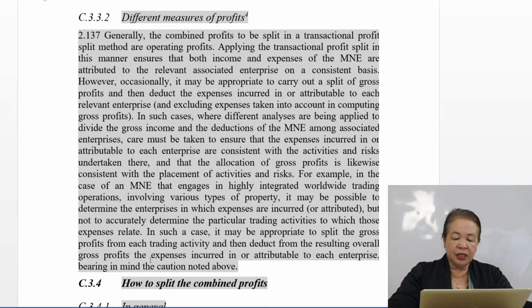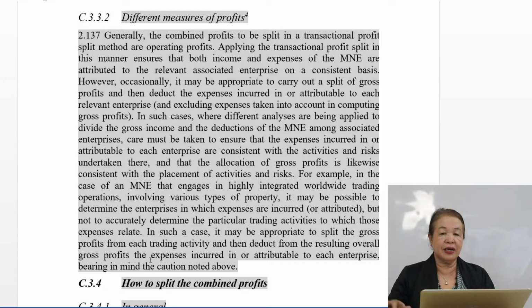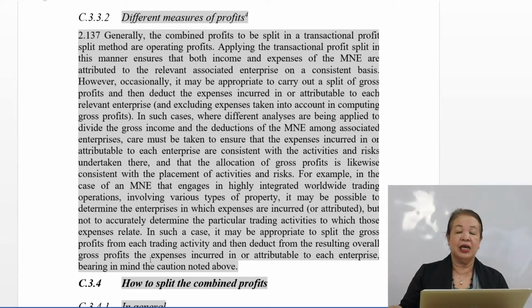So, in such a case, it may be appropriate to split the gross profit from its trading activity and then deduct from the resulting overall gross profits the expenses incurred in or attributable to its enterprise, bearing in mind the caution noted above. So, kasi karaniwan, yung ini-split sa profit split is the net profit. But there are cases, sabi po dito, na hindi oobra, hindi practical ang net profit na yun ang split.